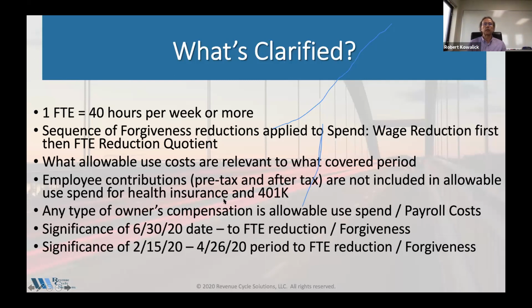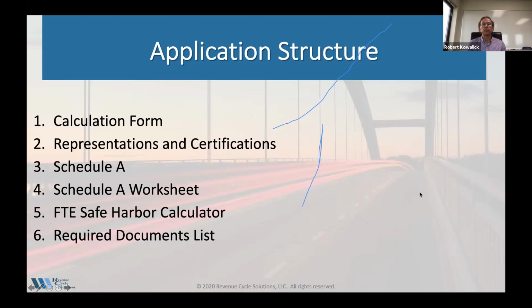There is clarification around the magic date of June 30th, and what did all that really mean, that it is now significant as it relates to FTE reduction. And they've clarified the significance around this mysterious time period of just February 15th to April 26th. So those are now relevant periods related to FTE reduction and forgiveness, which I will explain further. Bob, yeah.